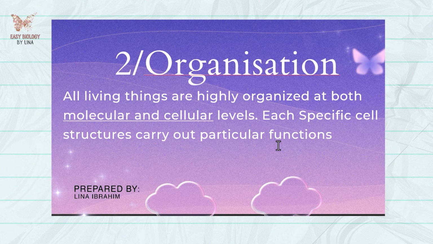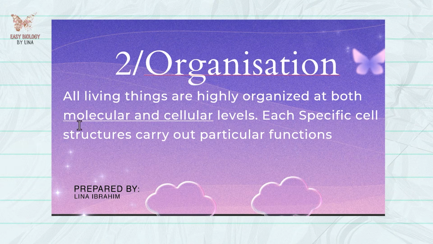The second main character of all living things is organization. What we mean by organization is that all living things are highly organized. At which level are they highly organized? At both molecular and cellular levels. What do we mean by molecular and cellular levels? What we mean by cellular is that all organisms are made up of cells. A group of cells make tissues, a group of tissues make the organs, a group of organs make the organ system, and finally they make the organism.